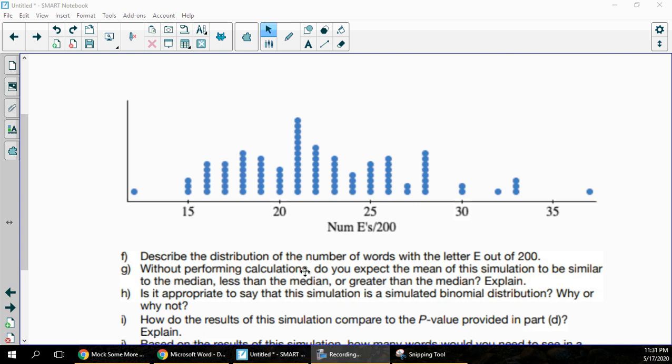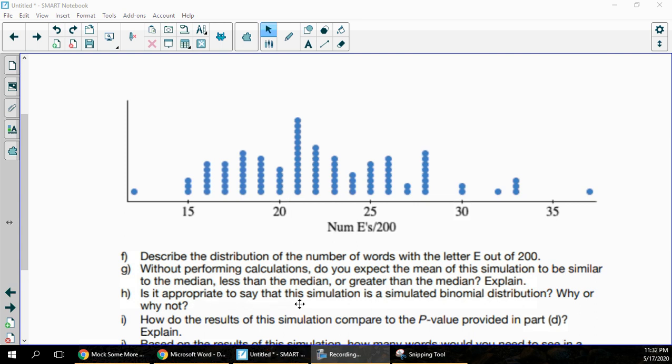Without performing calculations, do you expect the mean to be similar to the median, less than the median, or greater? We expect it to be fairly similar because we think this graph is sort of symmetric. Be careful, don't say you expect it to be exactly the same. This graph's not exactly symmetric. I don't expect them to be exactly the same, but probably close to one another.